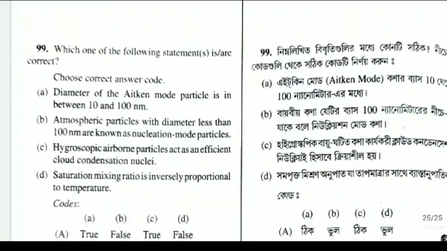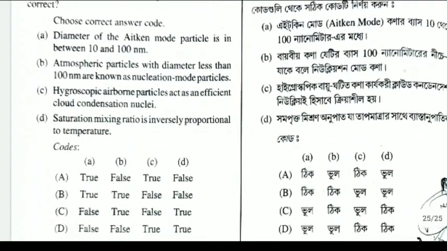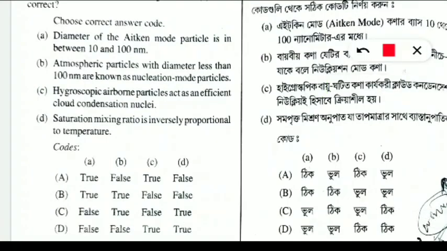Question number 99. Which one of the following statements is or are correct? So here I will tell you the answer. If you know the concept, you will know. We'll read one by one. First is, the diameter of the Aitken mode particle is between 10 and 100 nanometer. It is actually a correct statement. Yes, Aitken mode particle is between 10 to 100 nanometer. So A will be correct.